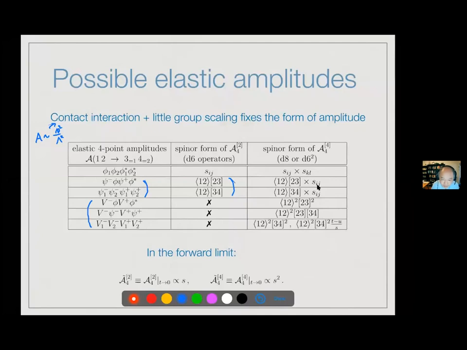Okay, so there is a similar argument you can make for dimension 8 operators, but I don't want to go into detail there. And you can also show, under fairly general conditions, that the forward limit of this amplitude is of this form. It's basically coming from the fact that in the forward limit, the amplitude is invariant under this little group scaling. Okay, so these are the two facts that we're going to use later.